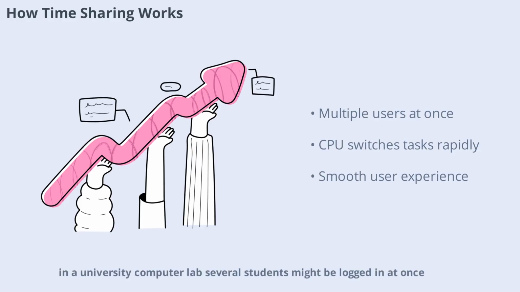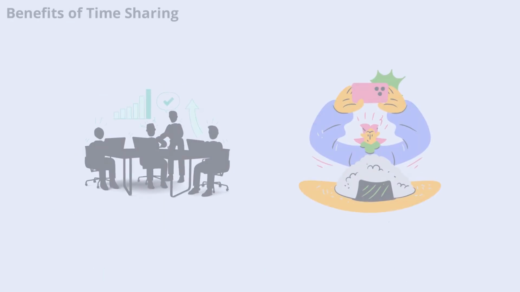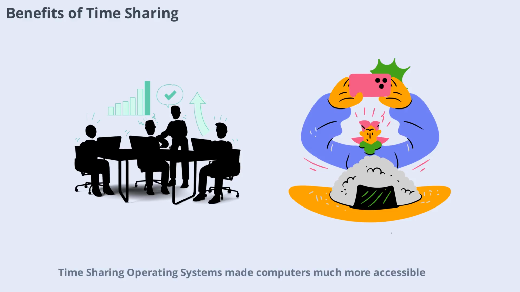For example, in a university computer lab, several students might be logged in at once. The OS ensures that each student gets enough processing time to work smoothly, switching between users so quickly that no one notices any delay. Time-sharing operating systems made computers much more accessible.